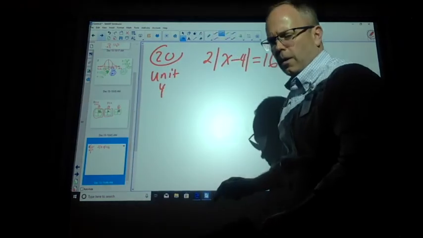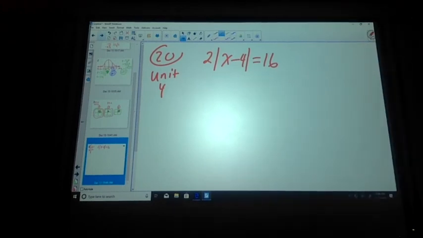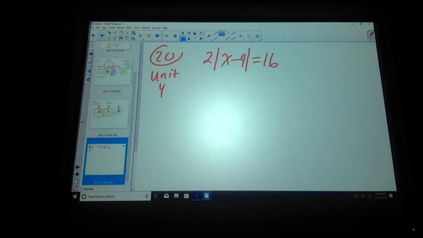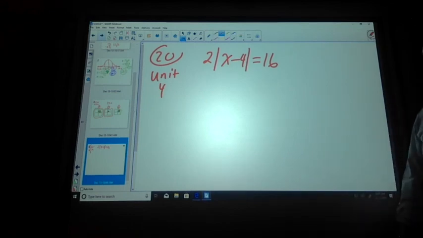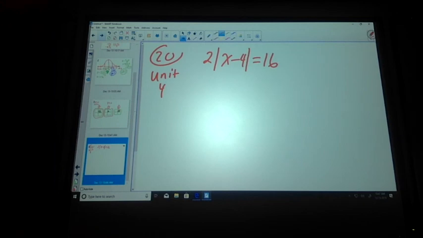Okay, 18. It is an absolute value. How many answers will an absolute value problem have if it's 2?